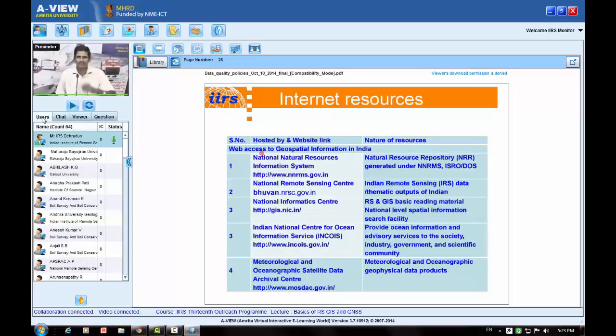When you talk about web access to geographic information, there are different sites like NNRMS, where the country-level information generated through projects is made available to the public. And then the Bhuvan site, where they generate satellite data for the whole country, and they also have thematic maps, land use, land cover maps at different times. Wasteland mapping is there, forest resources are there. So a lot of information generated over time is kept on the Bhuvan website and made available.